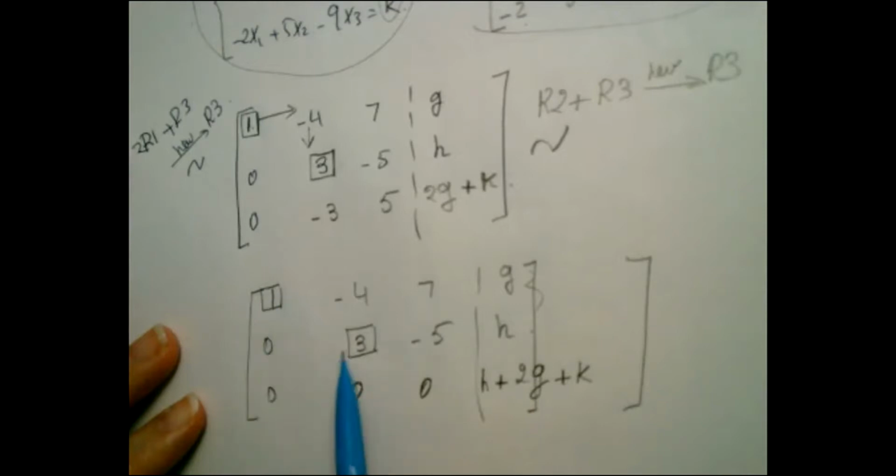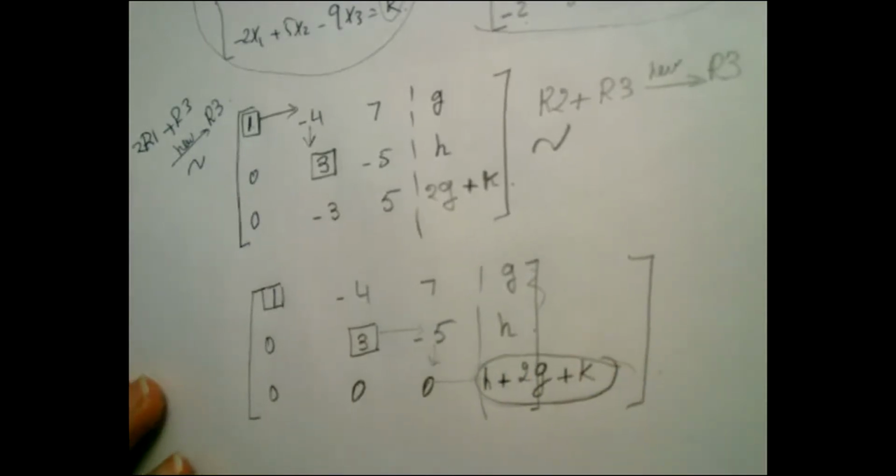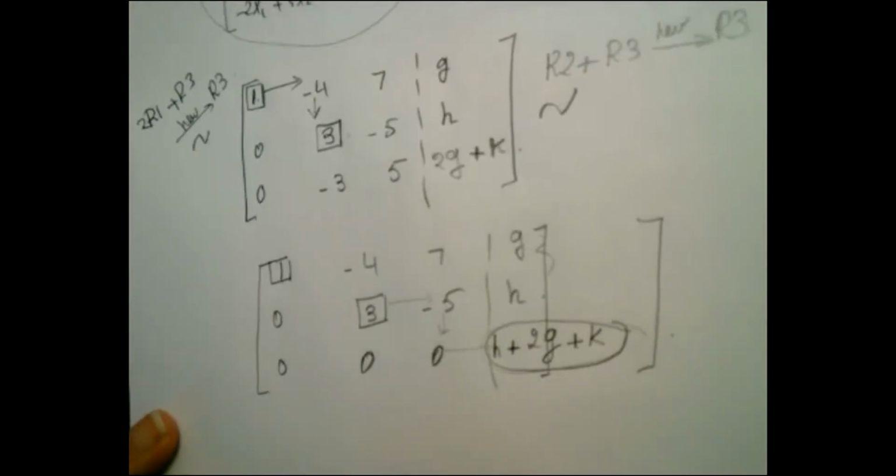So I have a leading entry here. Usually I move here and go down, but I have a 0, that is nothing. Then I move here and I have H plus 2G plus K. So now the question is, find an equation that relates those that will make the system consistent. Under what condition, what's the equation that should relate those variables which will give me a consistent system?